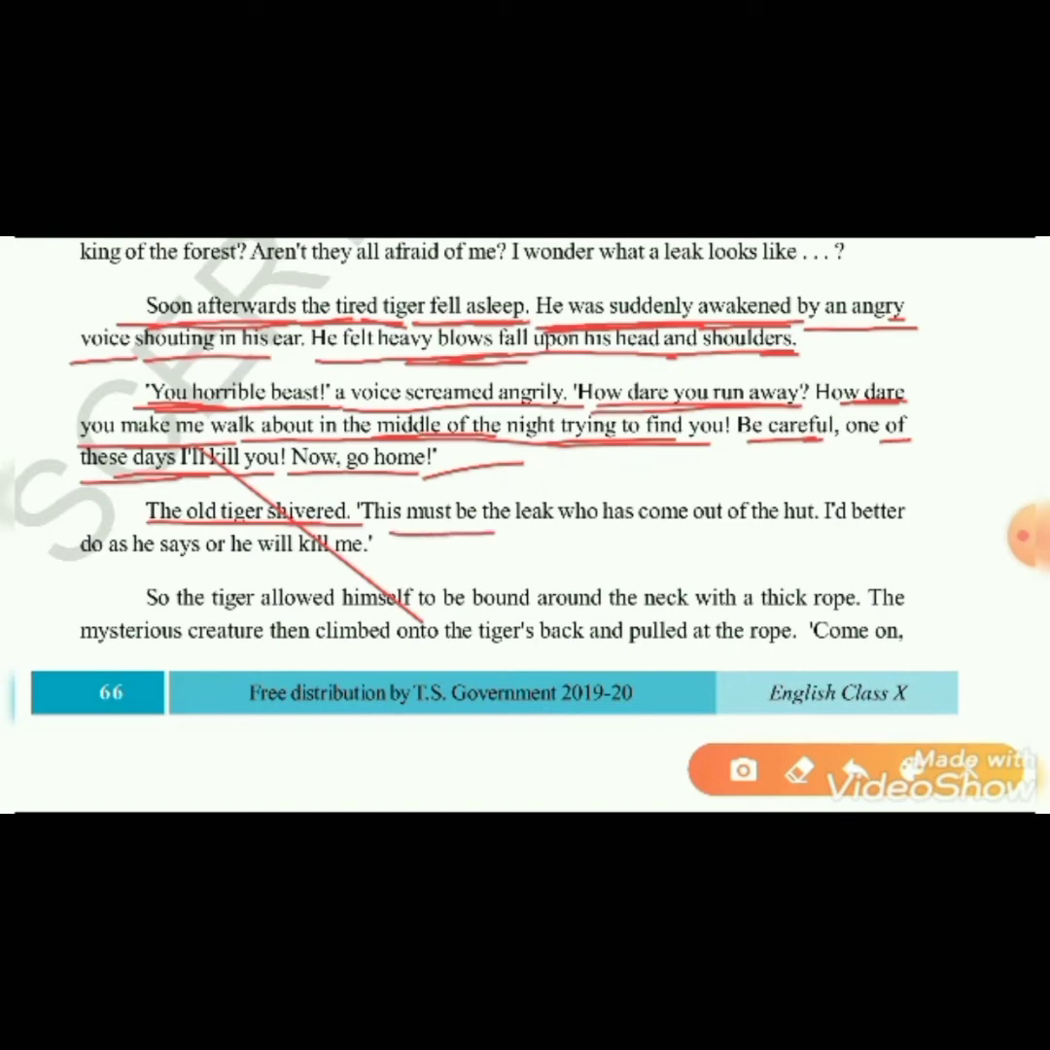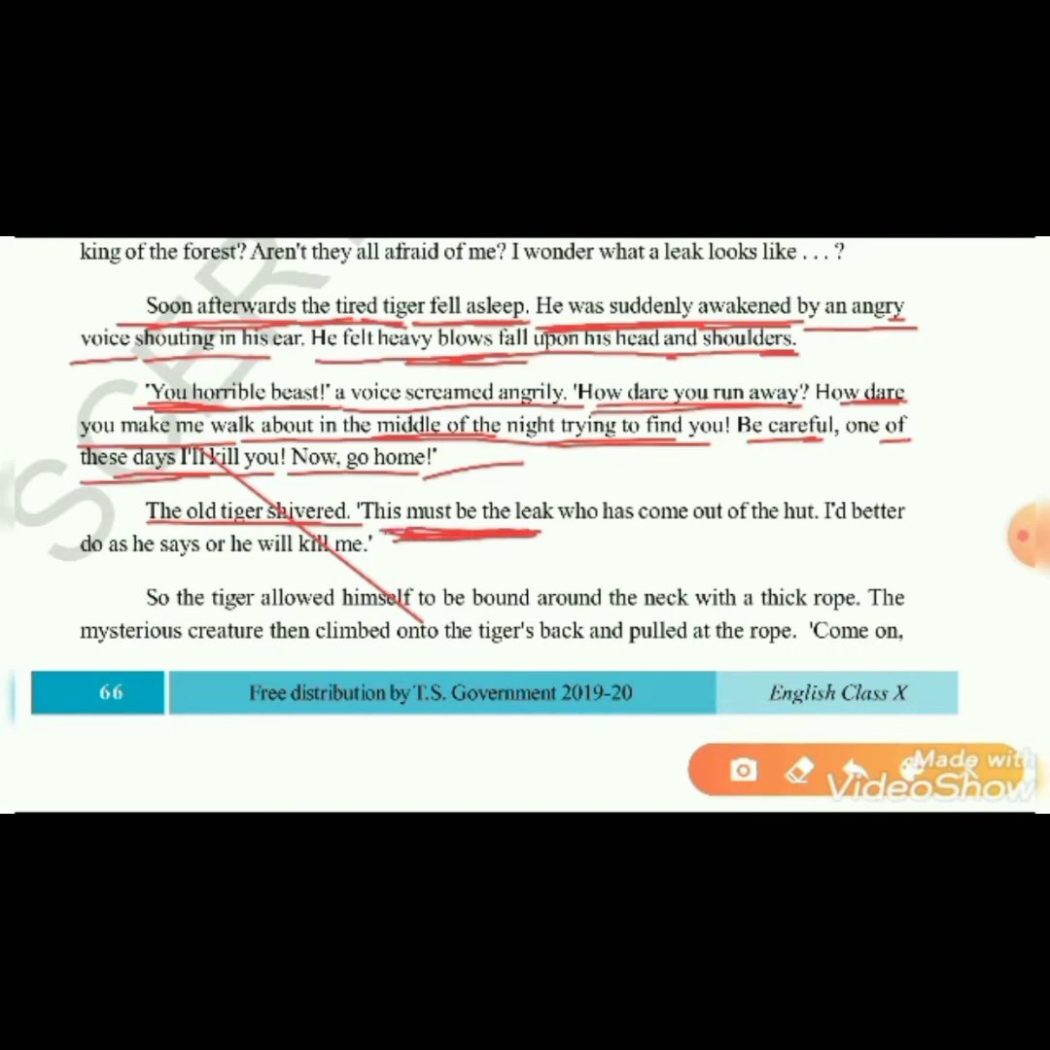By hearing these words, the old tiger shivered. What is the meaning of shivered? Shivered means shaking your whole body. "This must be the leak who has come out of the hut. I had better do as he says, or he will kill me."